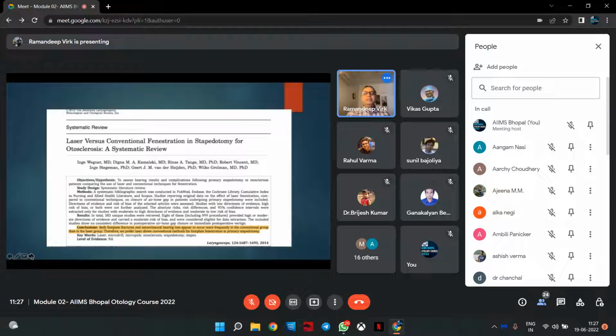So this is another systematic review, which was published in the American Rhinological and Otological Society journal, The Laryngoscope. Okay, so why is it important? Because we also do get asked whether laser is actually better than the conventional instrumentation. So this systematic review concluded that both footplate fractures and sensorineural hearing loss appear to occur more frequently in the conventional group than in the laser group.